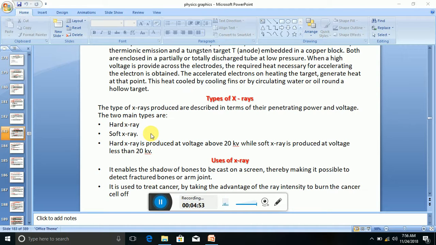Number two use of X-ray is to treat cancer. By taking advantage of the ray intensity of hard X-rays, you can use it to burn cancer cells off. So two major uses of X-rays are checking our bones for fractures or checking the inside of our body, detecting what is inside, and number two is for treating cancer. Because of the intensity of the ray, you can use it to burn cancer cells off.